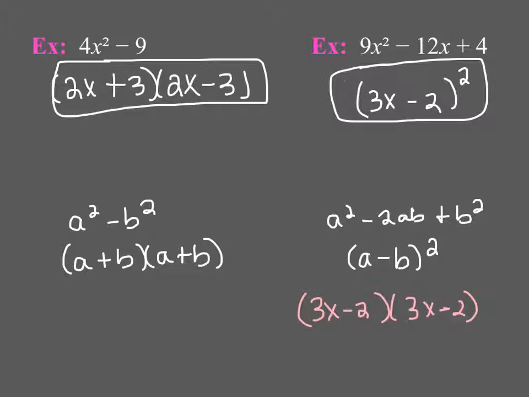Had you factored this the traditional way, or the guess and check method, you would have gotten this, which is fine, but you can see that 3x minus 2 is being multiplied by its exact self, which means it's being squared.